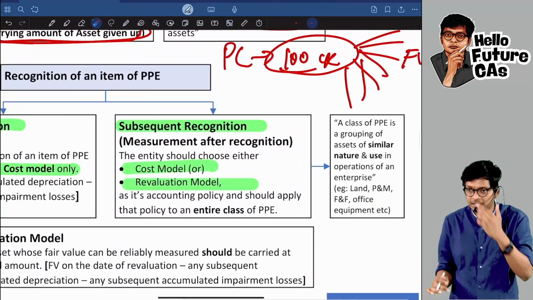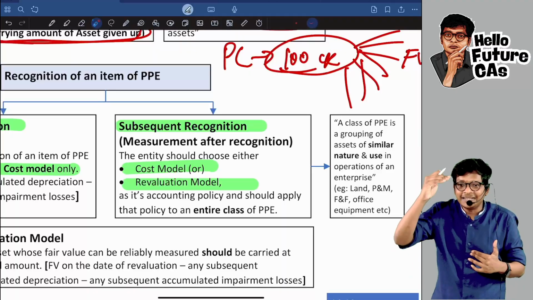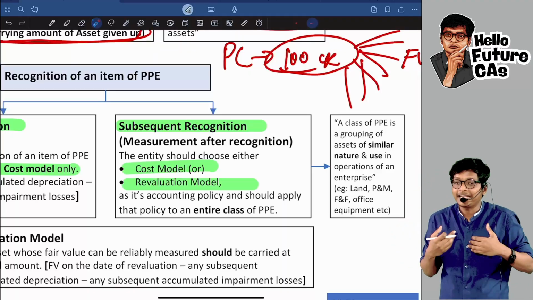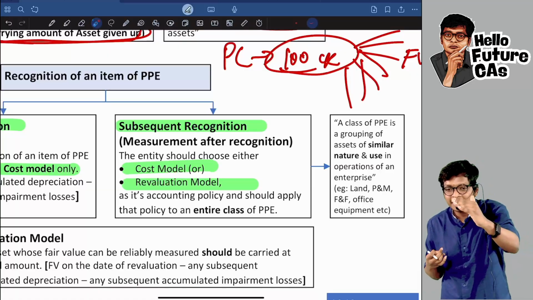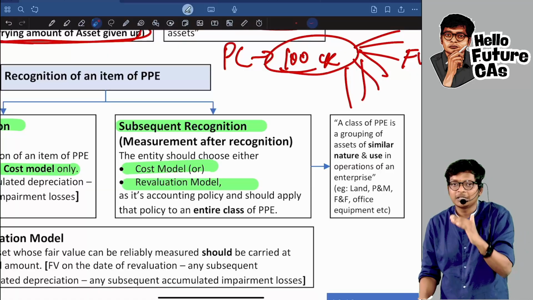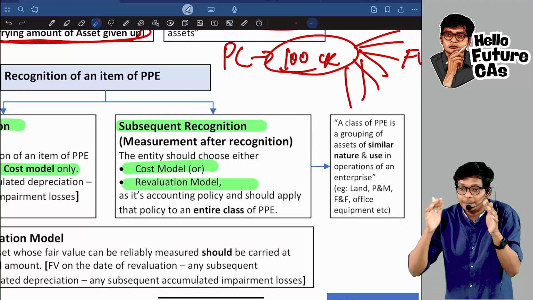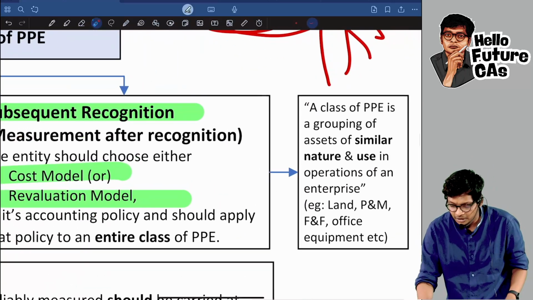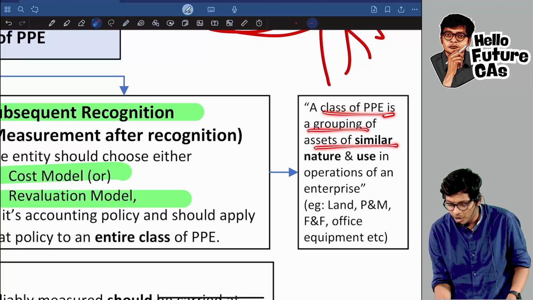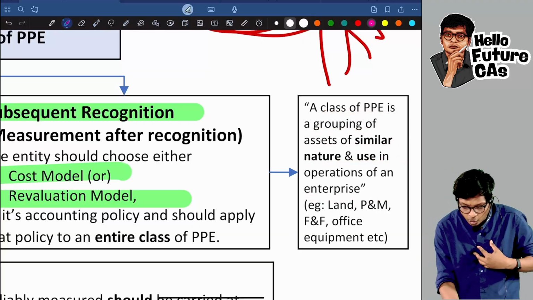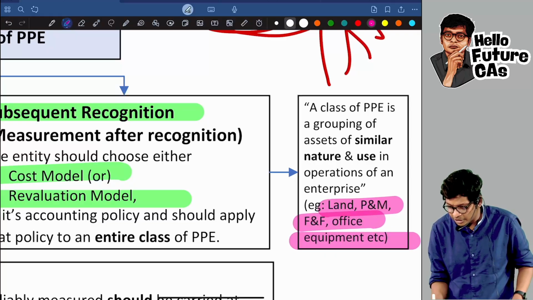Clear? Next, sir, how to classify assets? Plant and machinery, furniture and fittings, like that only should I classify? No. I can also classify office building 1, office building 2, let's say residential building. Within furniture and fittings, I can have sub-classification also. It is my wish. They are saying a group of PPE of similar nature and use can be classified. We are used to learning land, plant and machinery, office equipment.